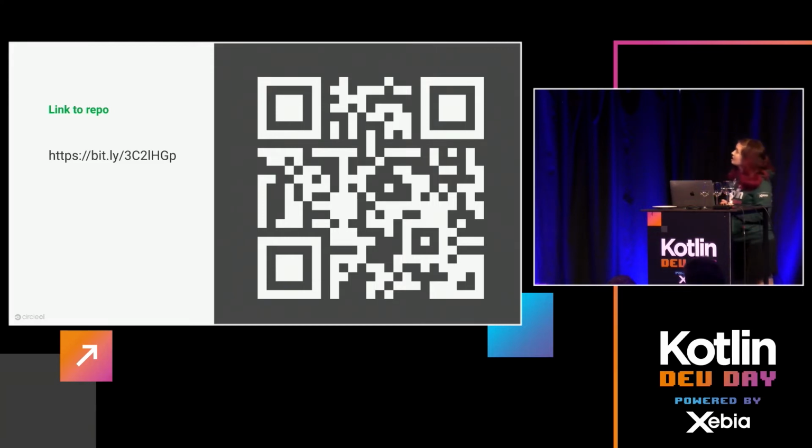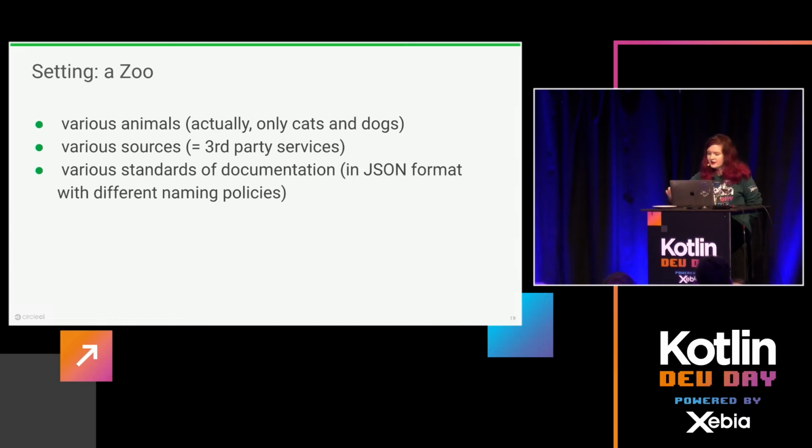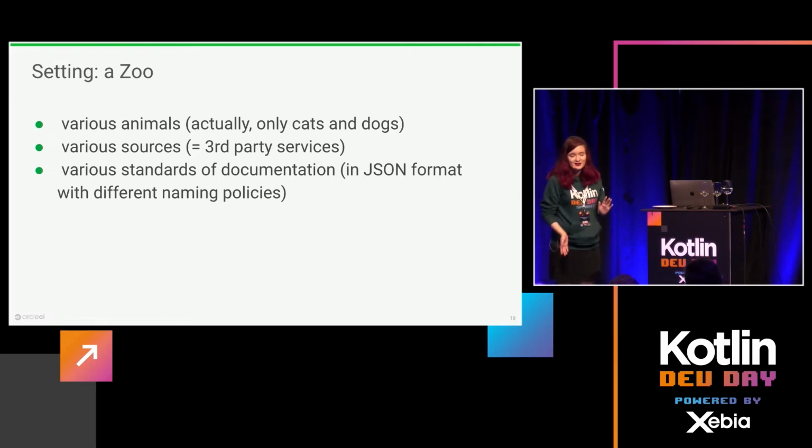So let's jump to the sample project. If you want to see it yourself on your device, you can also scan the code or enter it manually, but I will do the same right now on my laptop. So let's set up a simple story. Today we are writing a zoo which has various animals, like cats and dogs as data classes. They come from various sources, like third-party services with various standards of documentation, so different naming policies, and we want to deserialize them for sending them to another zoo.